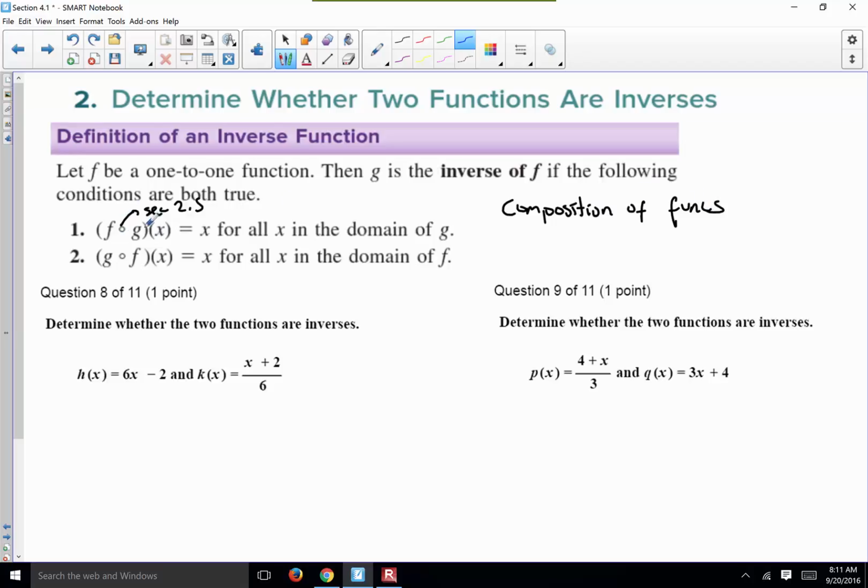You compose one into another and you flip the order and compose again. Are you getting only x? Yes, then these functions are called inverse of each other. Okay? So we are gonna just compose them. I will show you how.